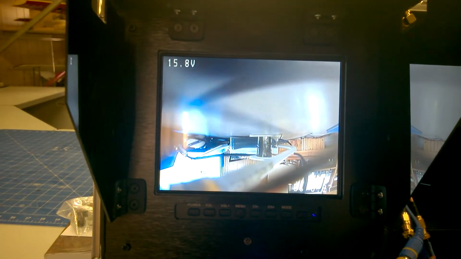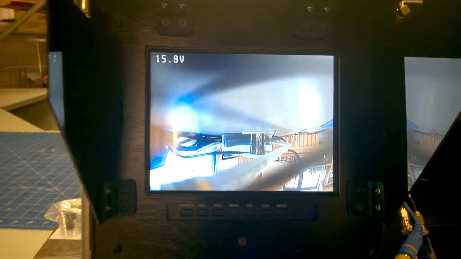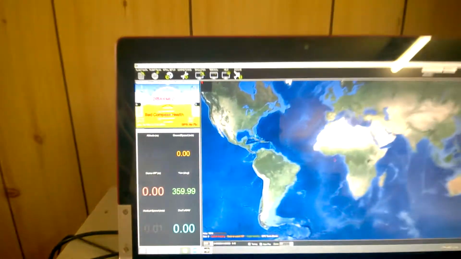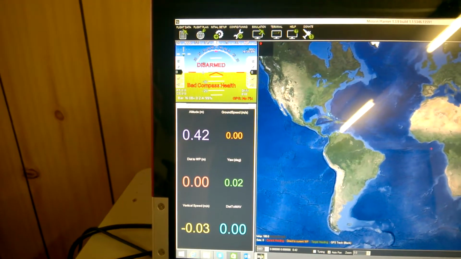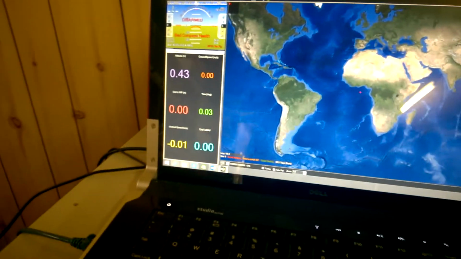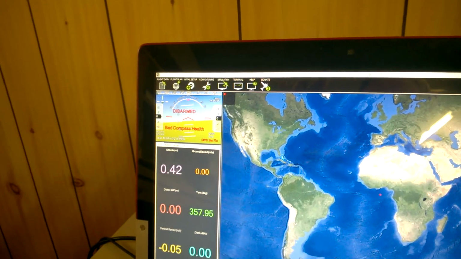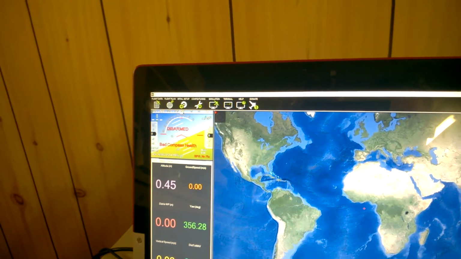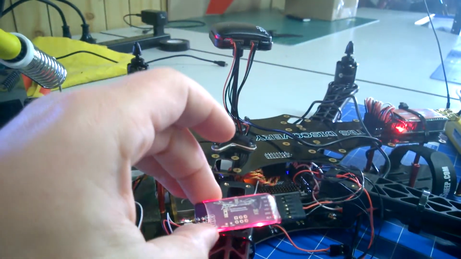We can see there is no OSD provided by MinimOSD. That voltage in the top corner is provided by the TBS core. But we can see we are getting numbers over the MAVLink. If I change the copter, we can see the whole artificial horizon shifting, but no on-screen display. This is the same behavior for the two MinimOSD boards that I have, identical.